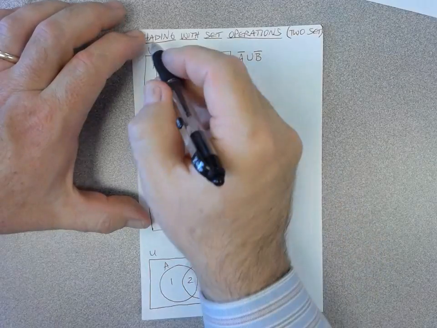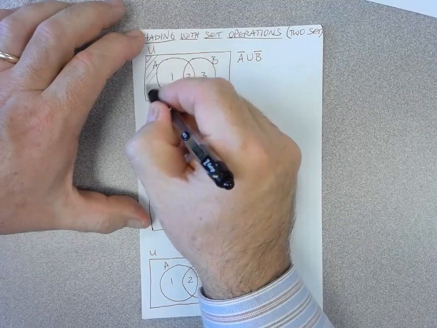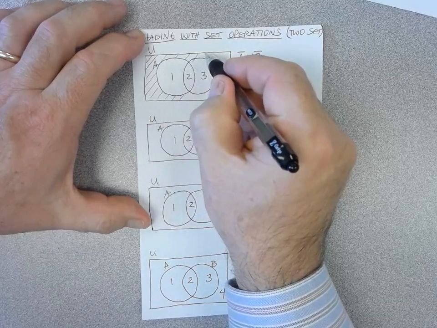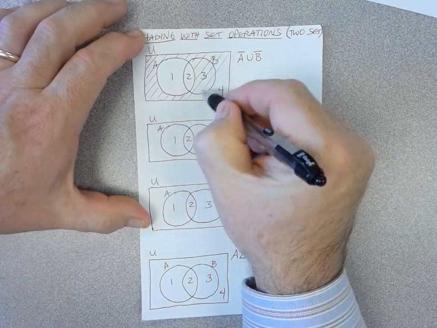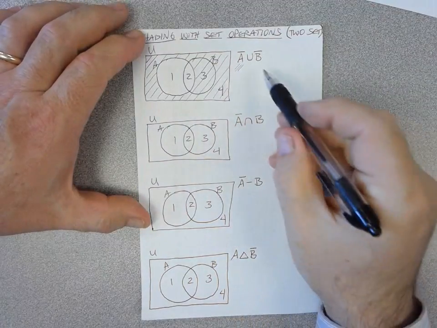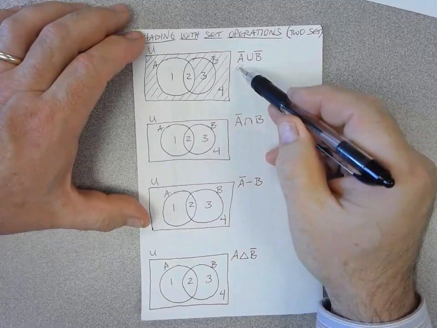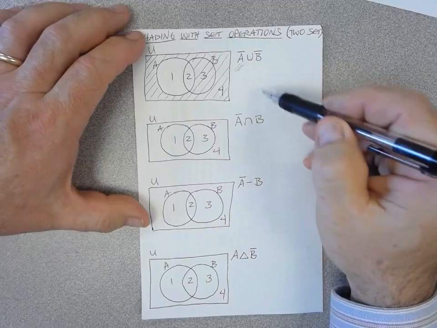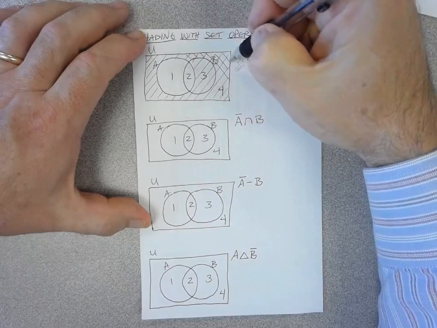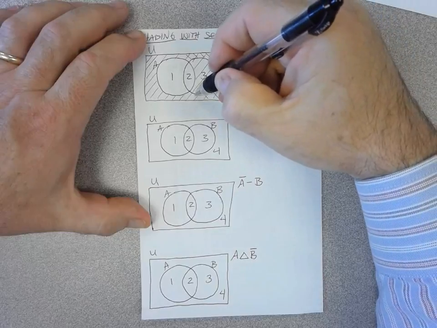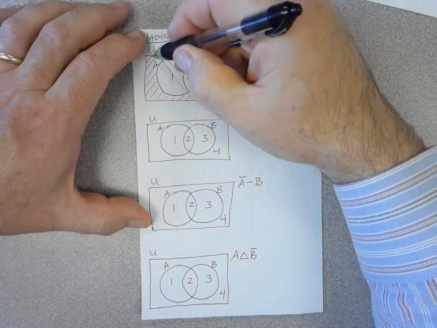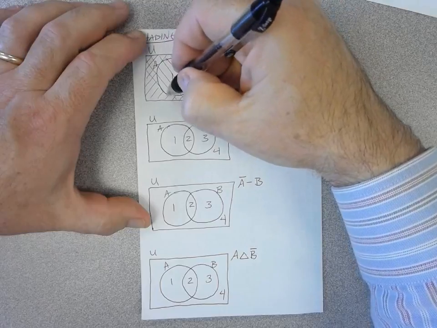So A complement, that's everything outside of A. Working our way around this circle that represents the set A. So that's everything outside of A, and if you want, you can remind yourself of the shading pattern that we use for A complement. And then B complement, everything outside of B. So that would be, no pun intended, out here, everything around B, and this is going to cross over into A because 1 is outside of B, right?